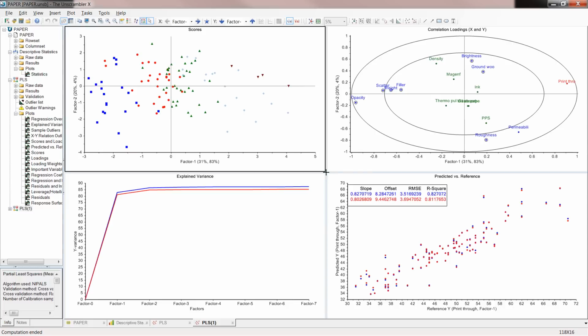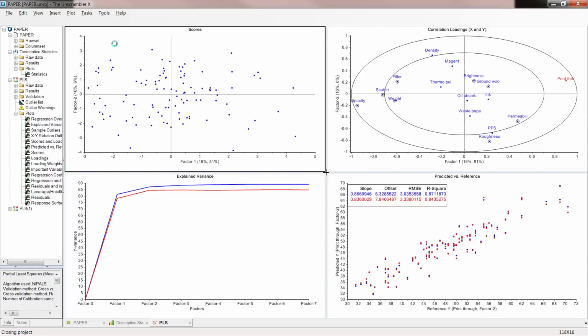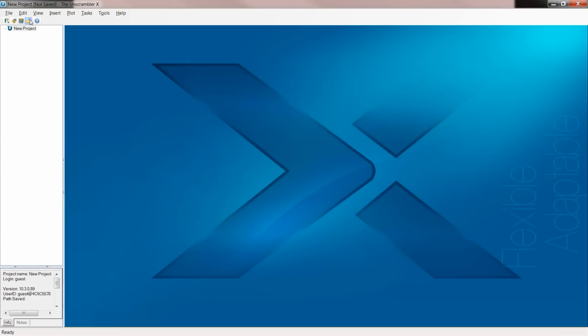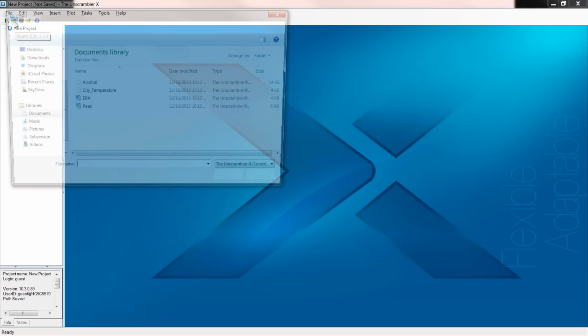So let's look at another regression example. Close this one. Open.